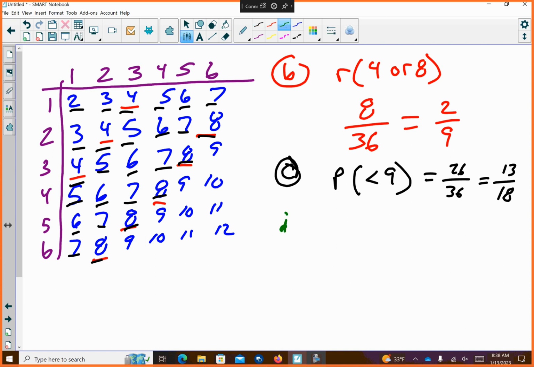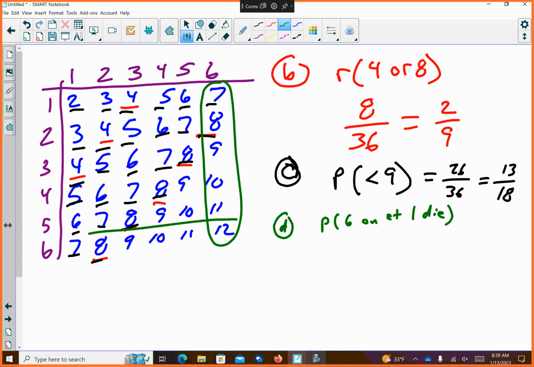Letter D says probability of rolling a 6 on at least one of the die. So could you roll a 6 on both die? At least one die, at least one of them is going to be a 6. So I'm going to take this entire column here, and I'm going to take this entire row here. Okay, so take a look how I have that drawn. Is there a number up there I could double count accidentally?